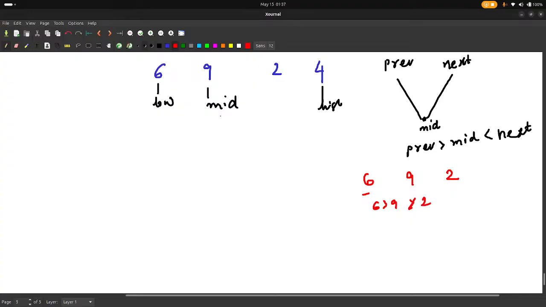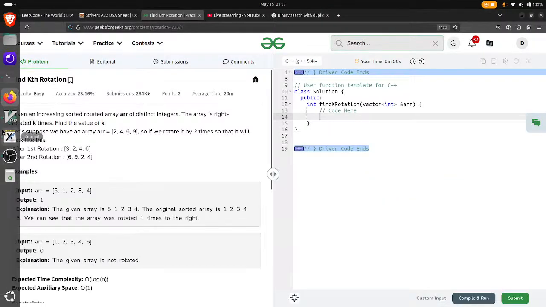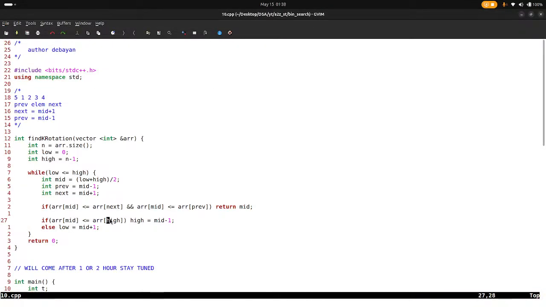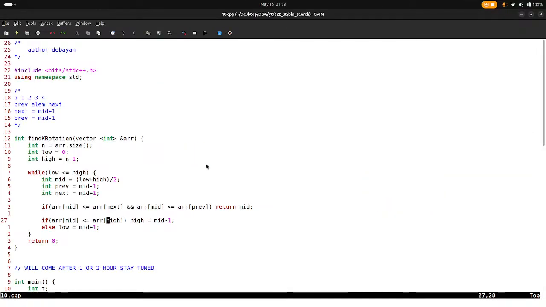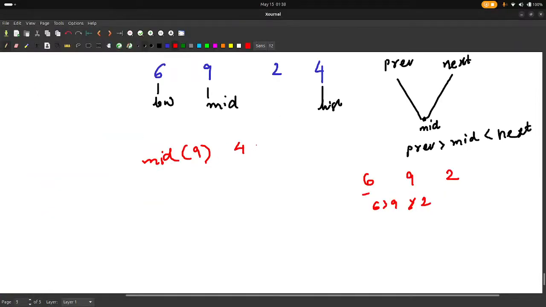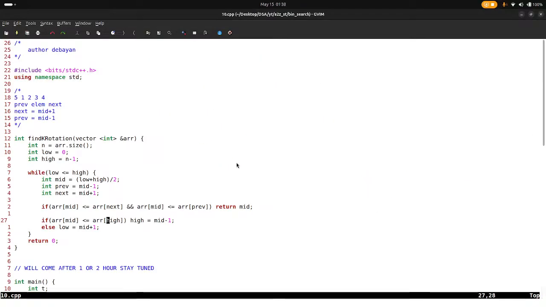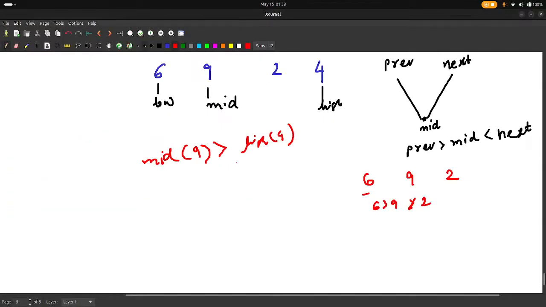If it is not my answer, what do I have to check? Like in normal binary search, the mid is 9 and I have to compare it with high. Are you greater than high? If so, then I should shrink the value, so high equals mid minus 1.